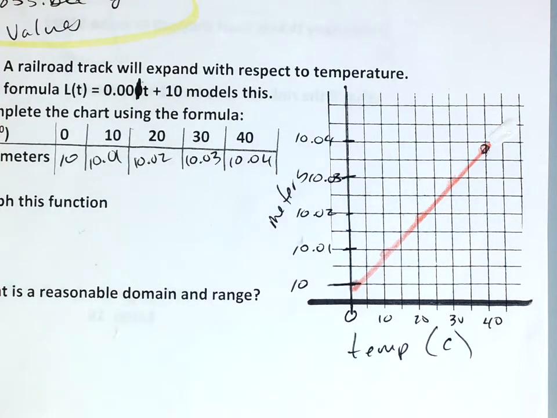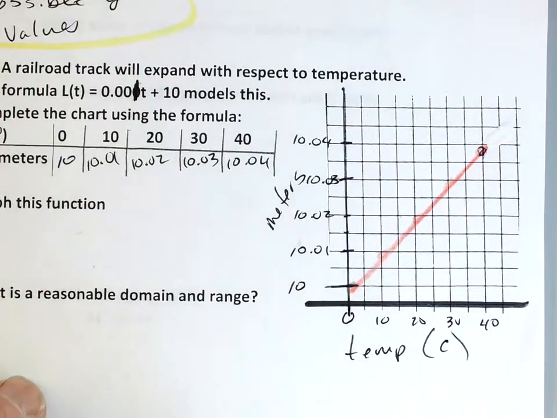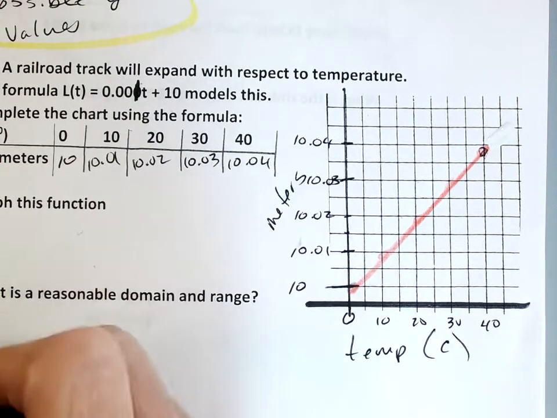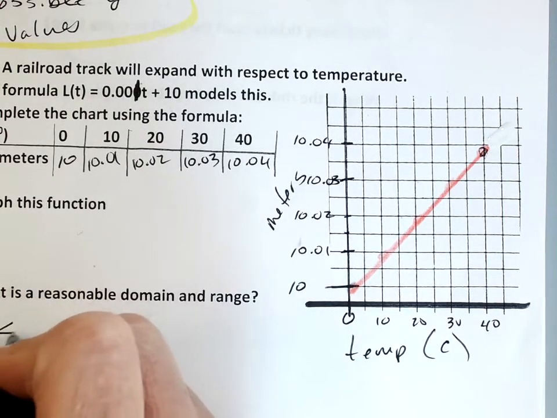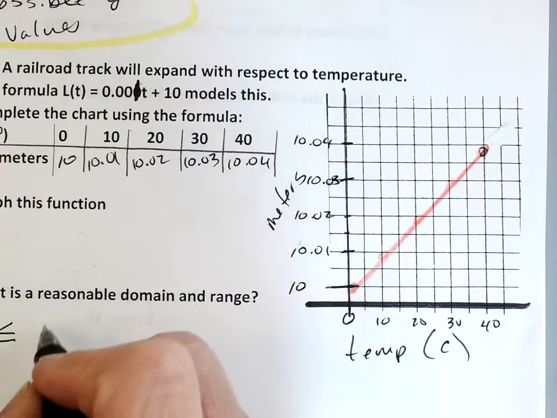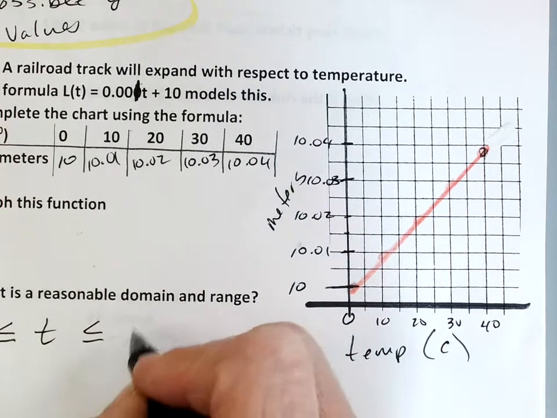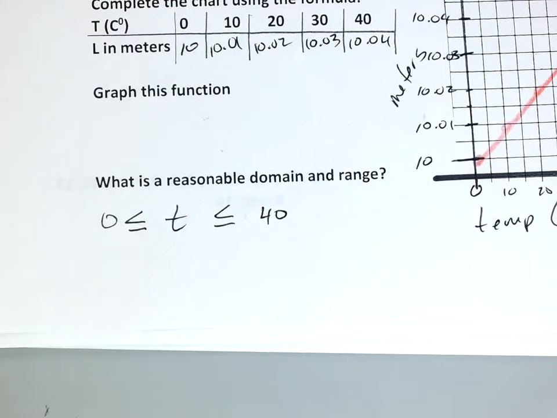So, domain. What's a reasonable domain? A reasonable domain is my x values, right? So a reasonable domain is from 0 is less than or equal to my temperature C, which is less than or equal to 40. Okay, so that's set notation, but I want to teach you a new way to do this. Okay, I want to teach you interval notation, which I like much better.